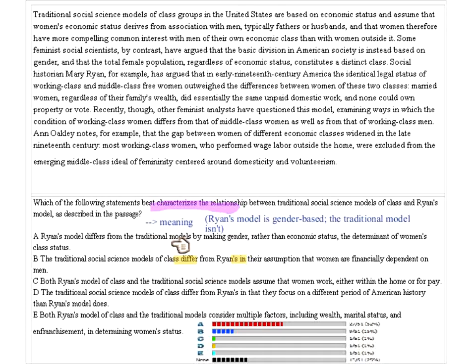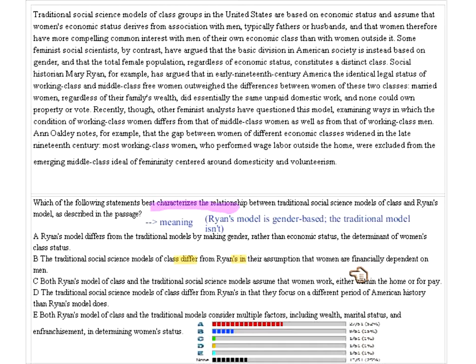Like, this actually means two things. This means, first of all, that the traditional models do assume that women are financially dependent. But if they differ in this way, that means this is the difference. So B would mean that the traditional models said women are dependent on men, and Ryan's model said women are not dependent on men. And that's not true. Ryan's model doesn't say that women are not dependent on men. Let me know if that makes sense.